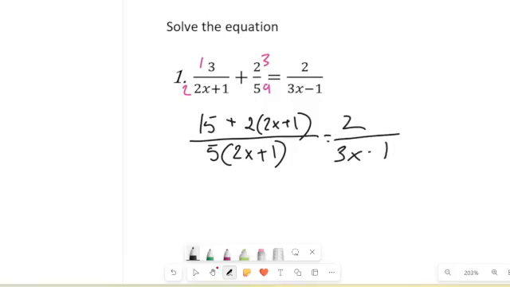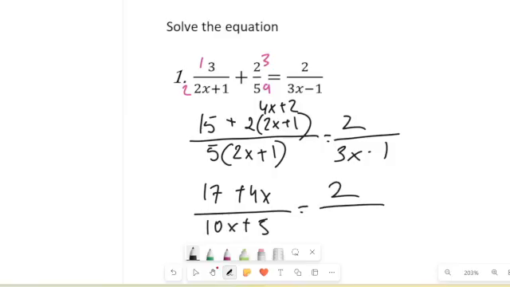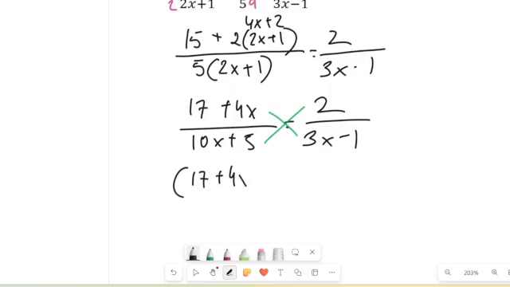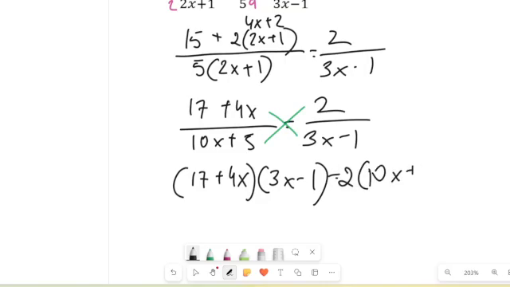I simplify this, so that will give me 17 plus 4x. After removing, I have 4x plus 2. So 2 by 15 is 17 over 10x plus 5 equals to 2 over 3x minus 1. So now fraction on both sides. Let's do the cross multiplication here. And then my first multiplication is (7 plus 4x) by (3x minus 1) equals to 2 bracket 10x plus 5.